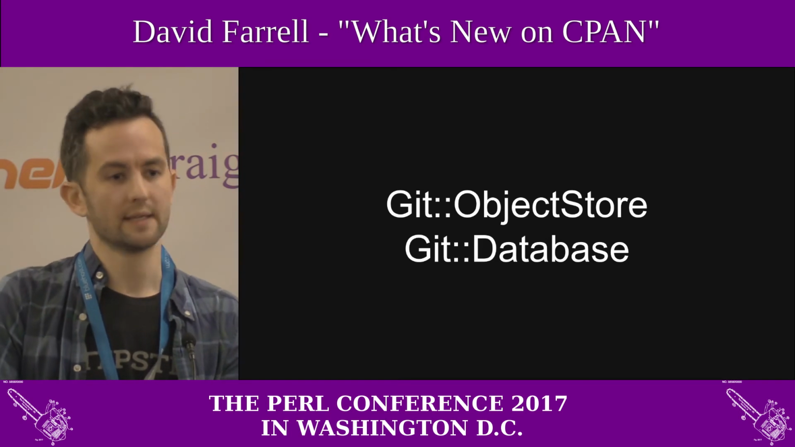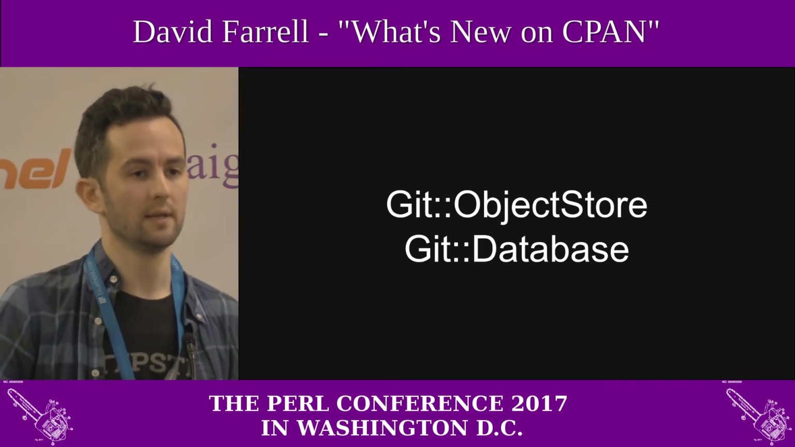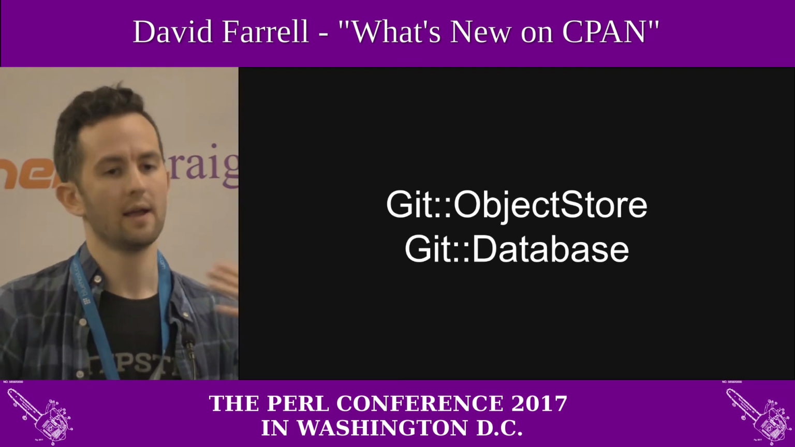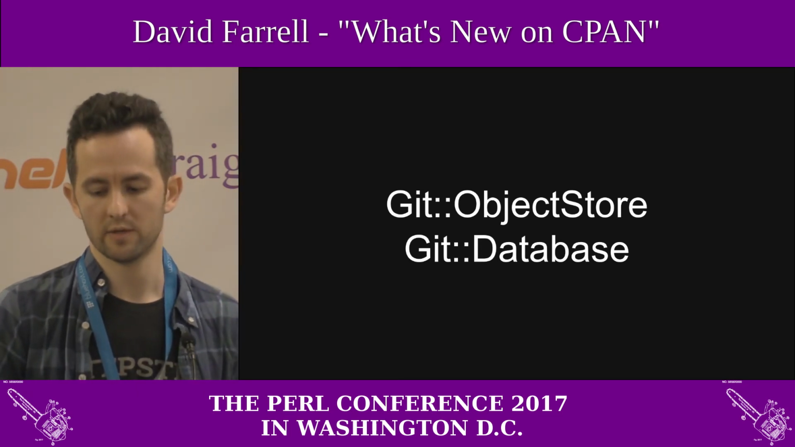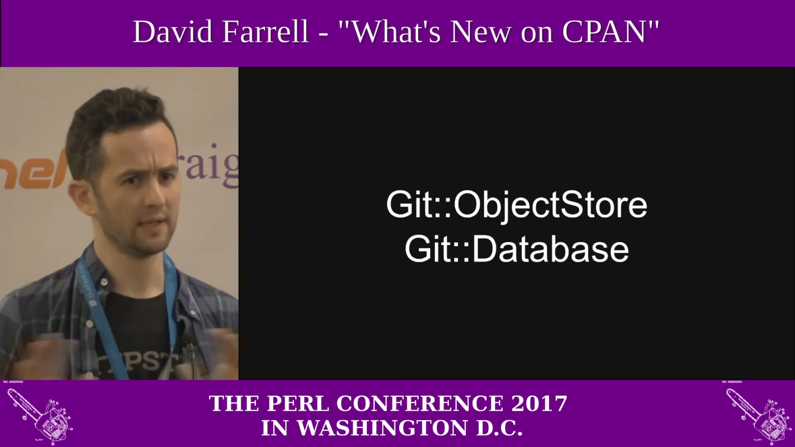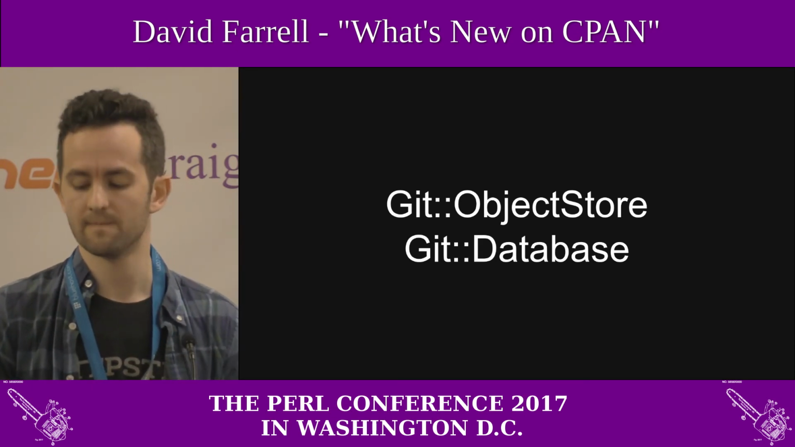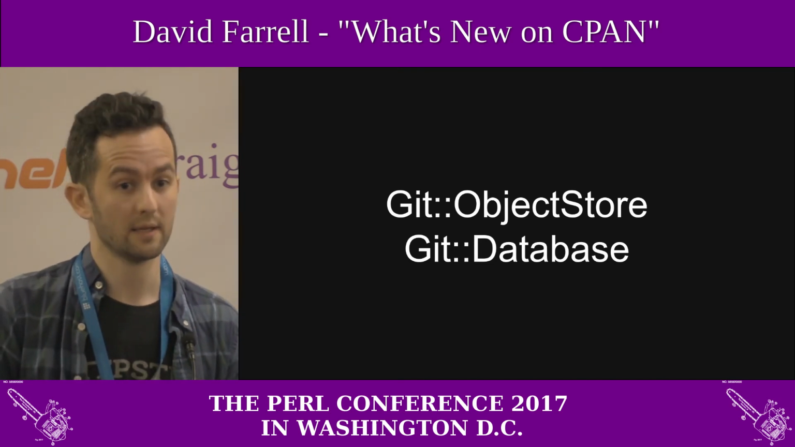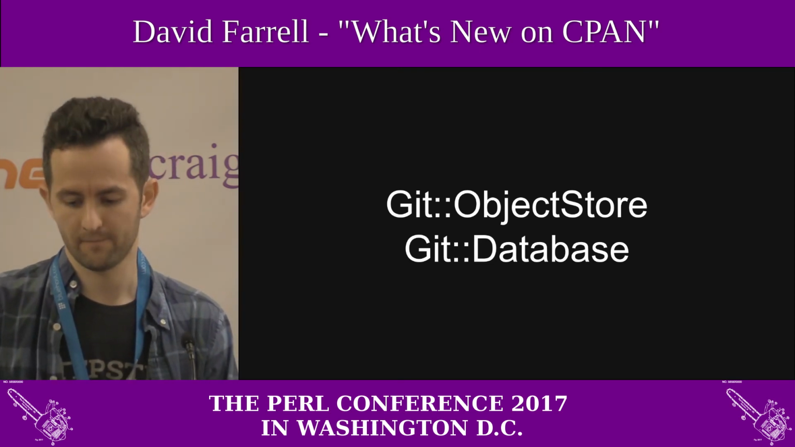Git object store and Git database. These are two new Git modules built on top of Git raw. They're at a higher level, so they're more pleasant to interact with than Git raw, which is very low level. They both work in completely different ways, and I haven't used them, but they look good, and if you're working programmatically with Git, I would start there.